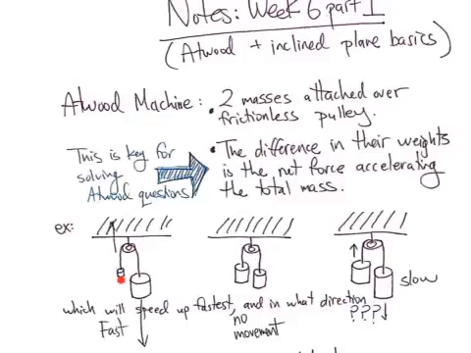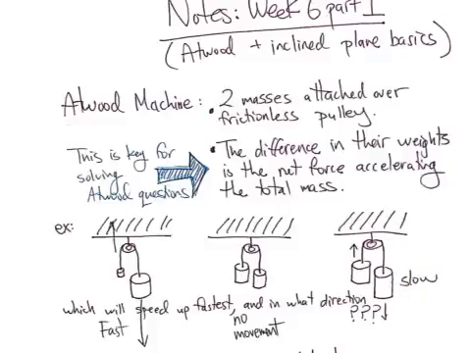So here we have two masses attached over a frictionless pulley. We assume the string is massless. So we have two masses, and they're going to accelerate. If the masses are the same, we expect no movement. If the masses are very different, we would expect this to move downward and this to move upward, and we would expect them to move quickly. And if the masses were different but not that different, we would expect this to move downward and this to move upward, but slowly, relatively.